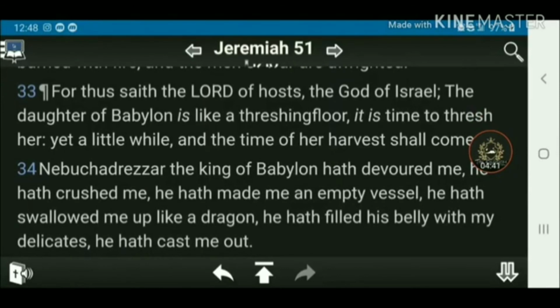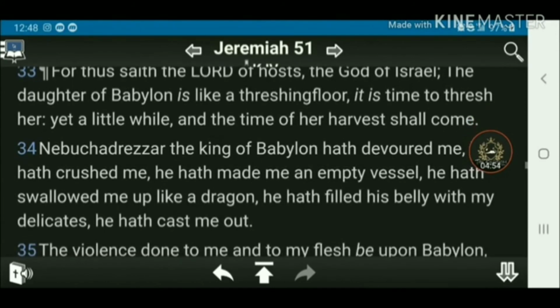For thus says the Lord of hosts, the God of Israel, the daughter of Babylon is like a threshing floor. It's time to thresh her. Yet a little while, and the time of her harvest shall come.